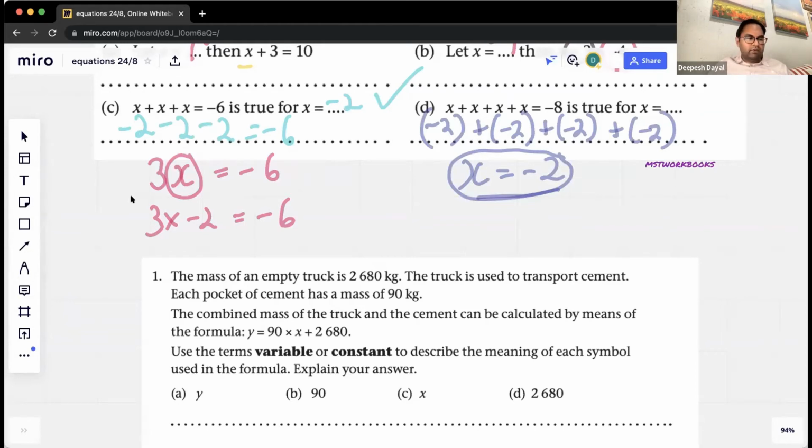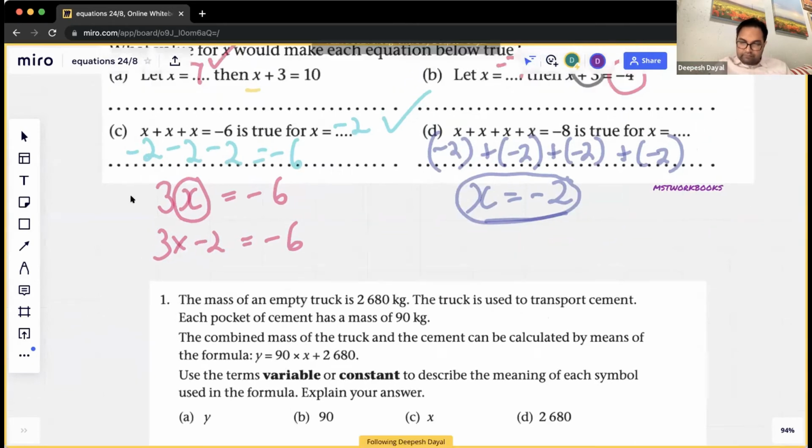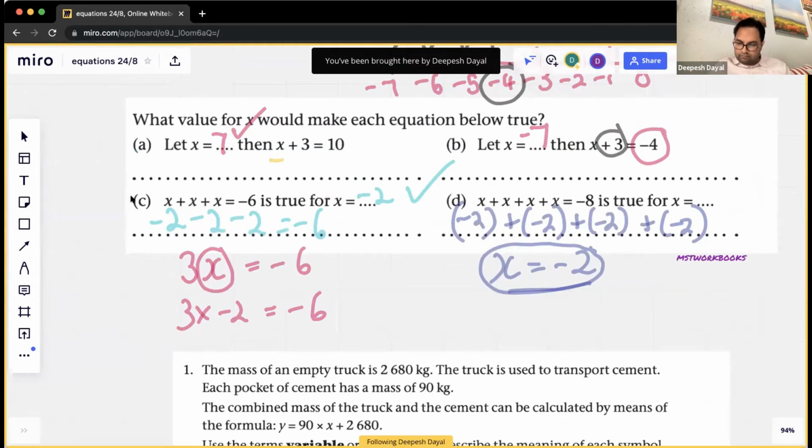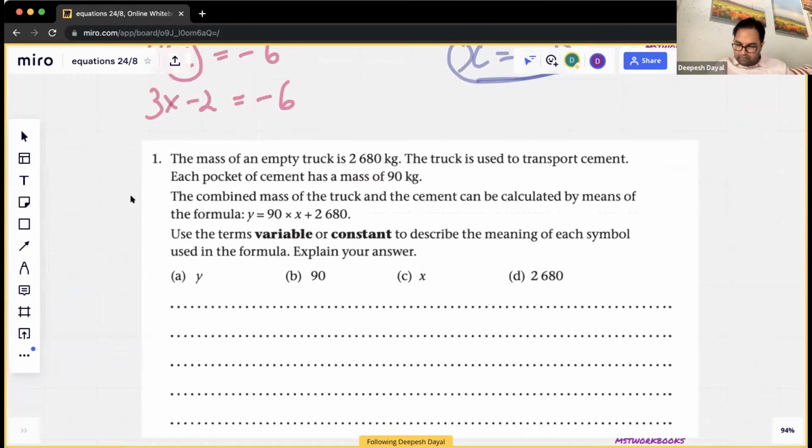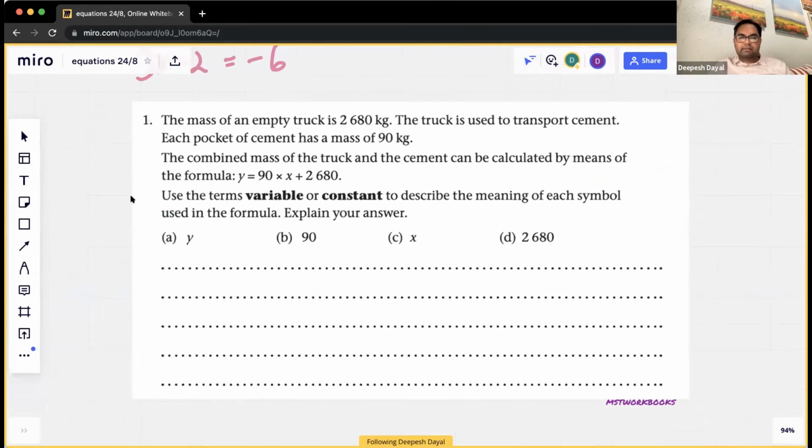All right, so we're going to move on now to something else. But just before we move on, is there any questions regarding this? Nope. Okay.